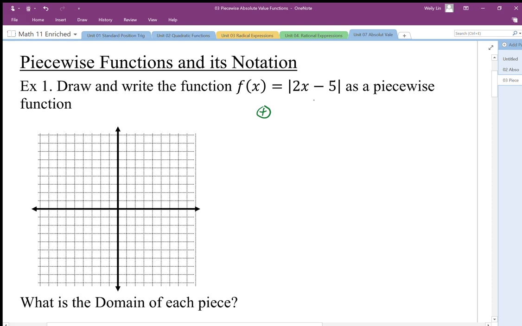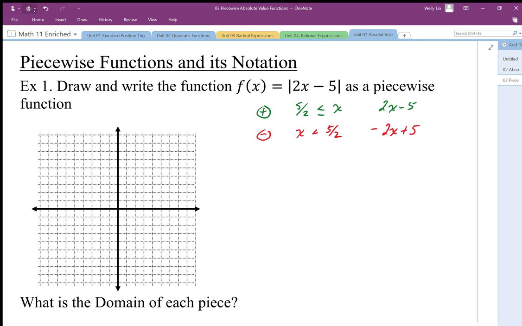And on the right hand side of that, we know that it's going to be positive. Our positive version is going to be 2x minus 5. We don't change anything. For the negative version, the domain is going to be x is less than our boundary point, our 0 point of the inside, and it's going to be the opposite. So negative 2x plus 5.